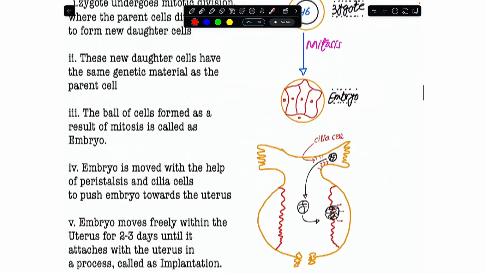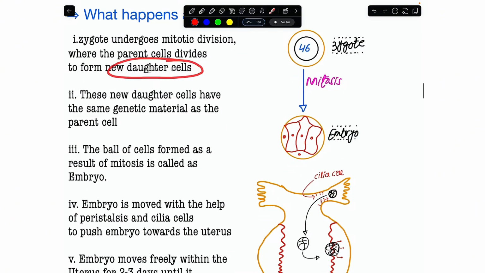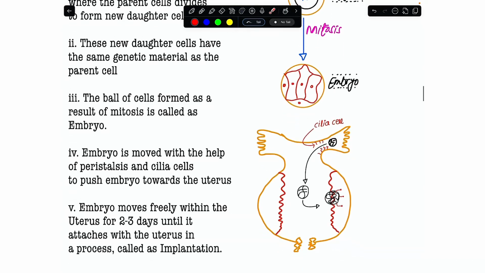So if I were to simply read these points in terms of the post-fertilization events, as I said, the zygote undergoes mitotic divisions. In those mitotic divisions, each parent cell that we have forms new daughter cells. And the new daughter cells that we are making have the same genetic material as the previous parent cell. And the ball of cells that we have made here is referred to as the embryo.